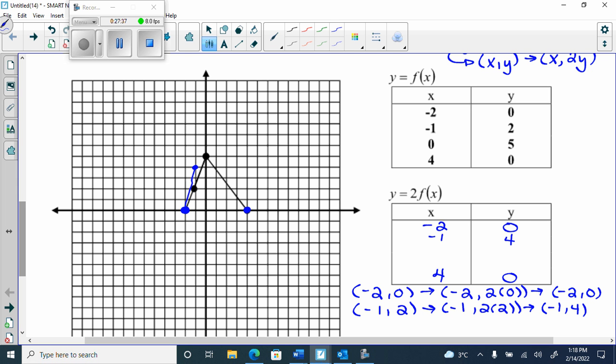Then I have to do the middle one. It's at 1, 2, 3, 4, 5. Oh, it's right here. So I do 0, 5. It's going to become 0 and 2 times 5, which is 0, 10. Why did this one change? Negative 2, 0 didn't change, but this one doubled. Why is this one doubling?